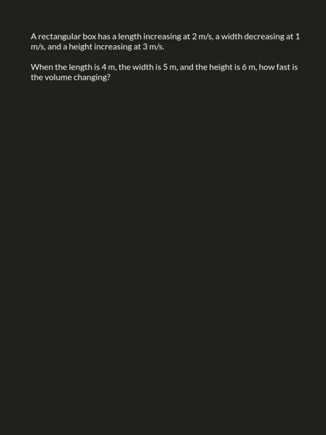A rectangular box has a length increasing at 2 meters per second, a width decreasing at 1 meter per second, and a height increasing at 3 meters per second. When the length is 4, the width is 5, and the height is 6, how fast is the volume changing?